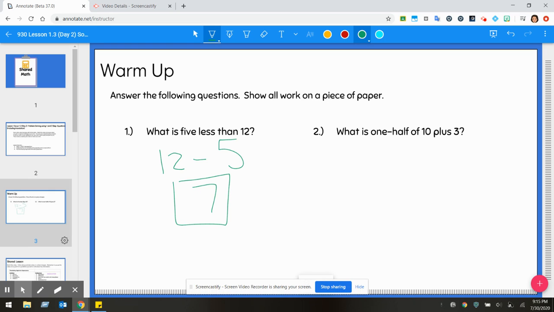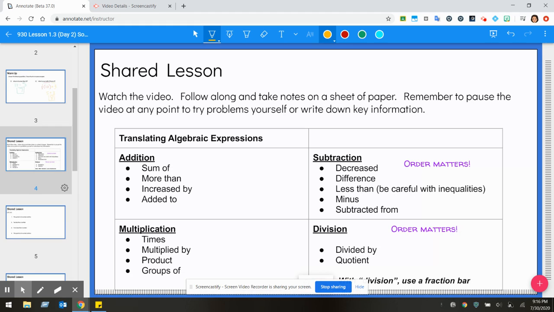Number 2, what is 1/2 of 10 plus 3? 1/2 of 10 is 5. 5 plus 3 gives me 8. So this is just practicing translating words into algebraic expressions. For today's lesson, a lot of our problems are going to be written as words, and we have to make our equation from those words.